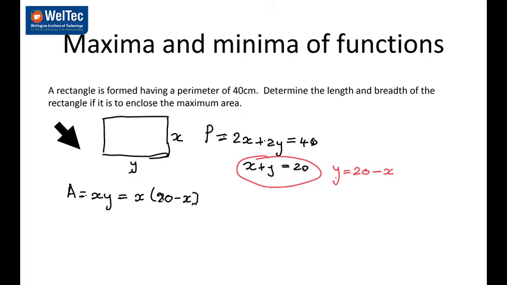Now we can find the derivative, set it equal to 0 and solve for x. If we do that, we get that x is equal to 10. If x is equal to 10, put it back in the original one, then y is equal to 10 as well. Now, we're asked to find the maximum. So we'd have a maximum if the second derivative was negative. So we need to find the second derivative.